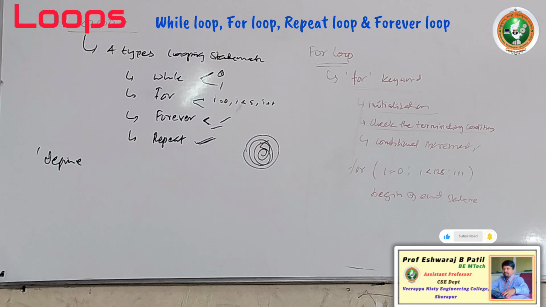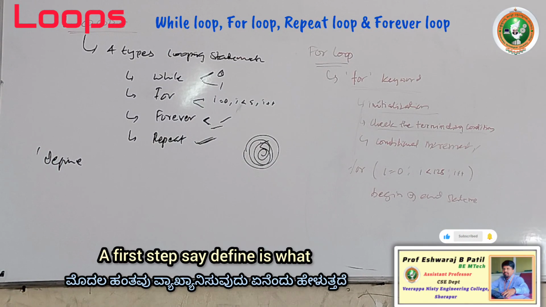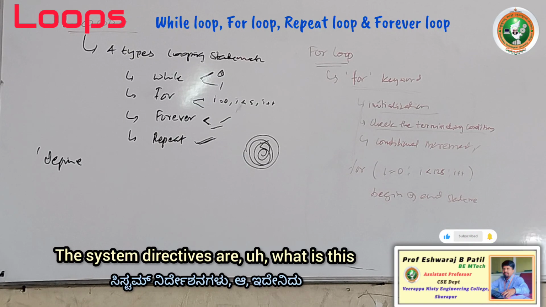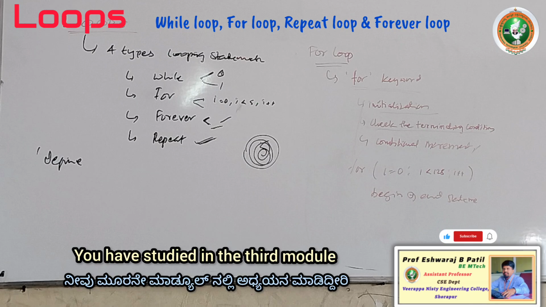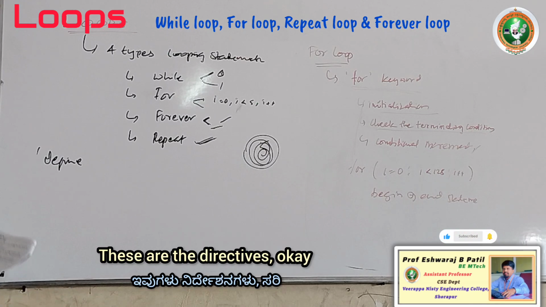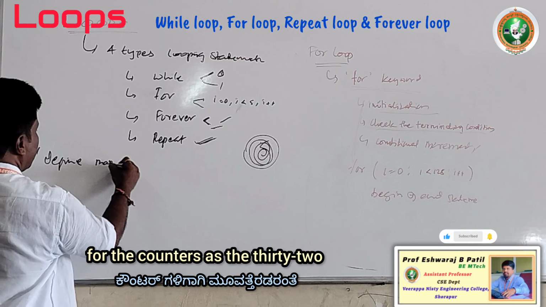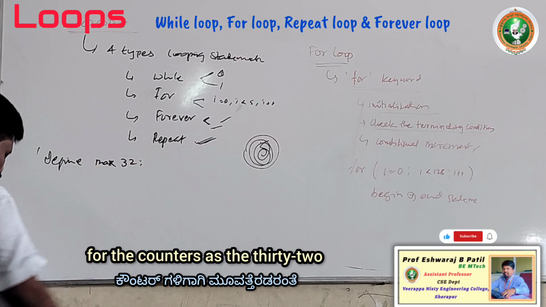First of all, define is what? Directives, system directives. You have studied this in the third module, no? These are the directives. Define some values, the max for the constants as 32.